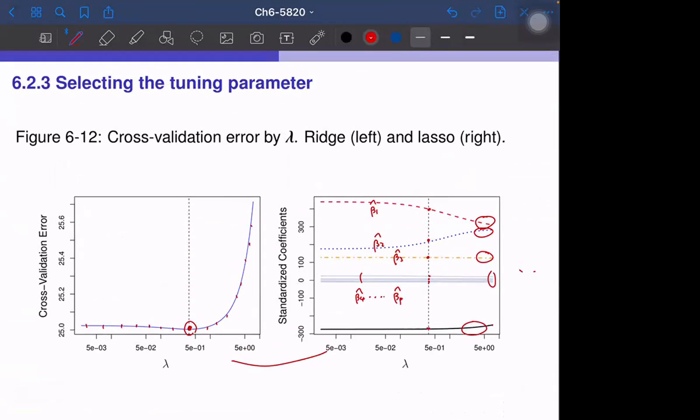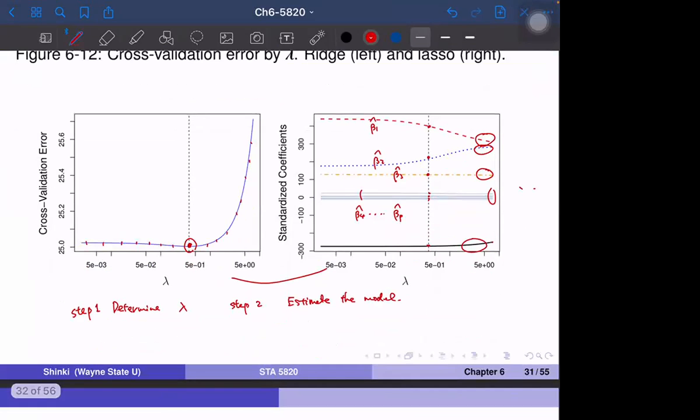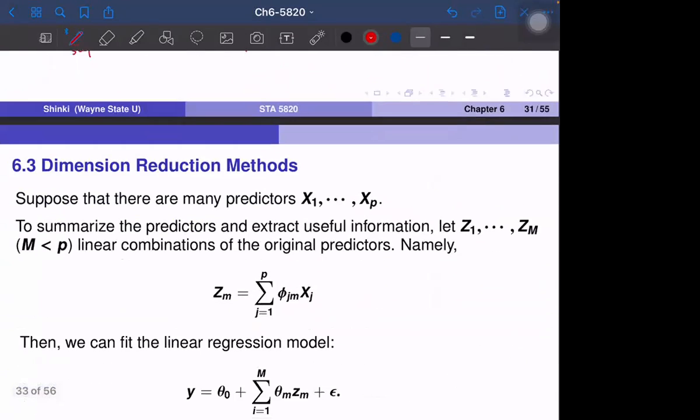At first, step 1, determine lambda. Then step 2, estimate the model. This is the procedure for ridge regression and Lasso.